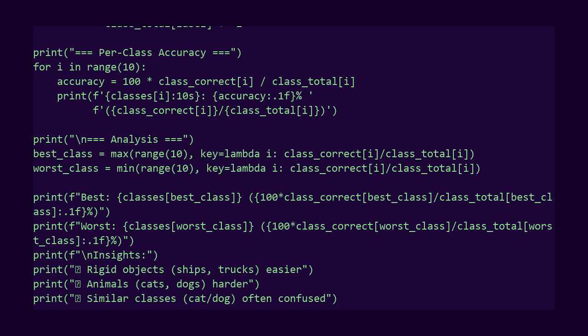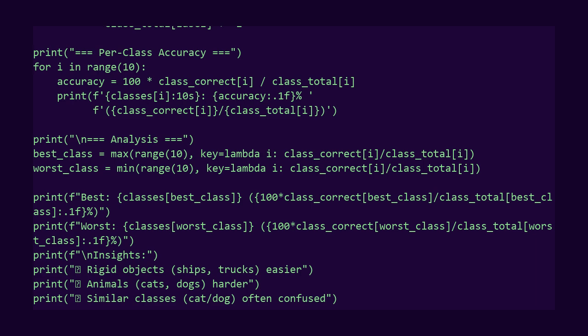Cats are more challenging, maybe 65% accuracy. Cats vary a lot in pose, color, and appearance. Also, they can look similar to dogs. Dogs are similar, around 68% accuracy. The model sometimes confuses cats and dogs. This makes sense, they're visually similar.